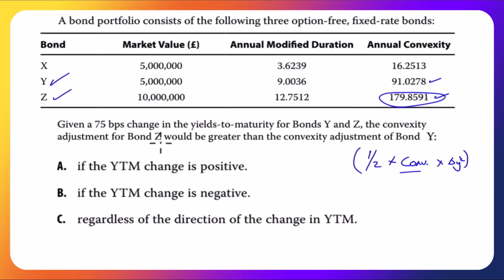Let's see, the convexity adjustment for bond Z would be greater than the convexity adjustment for bond Y if the yield to maturity change is positive. If it's negative, regardless of the direction. Regardless of the direction, because remember, we're squaring. So even if you have a negative change or a positive change, once you square it, you'll be left with nothing but a positive change.